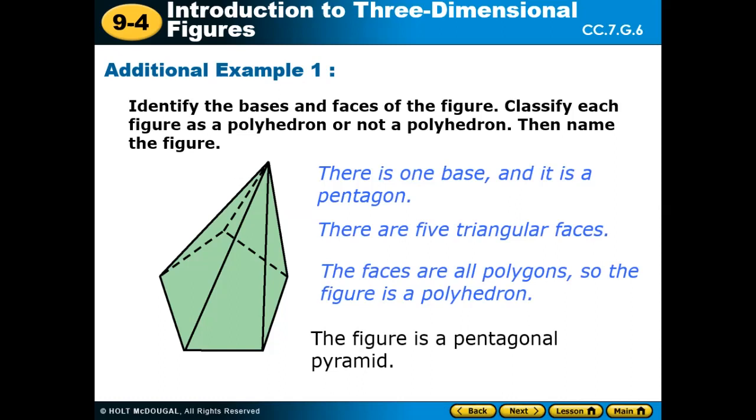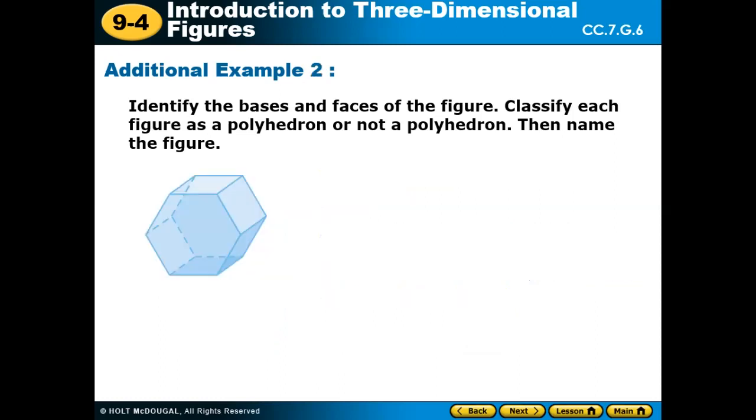Here, look at this, pentagonal pyramid. Why? Pentagonal because the base is in the shape of a pentagon. Pyramid because it has one base. So I can name my figure easily using the base. Okay? Let's see another example.